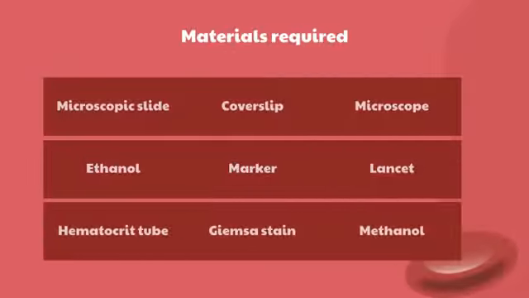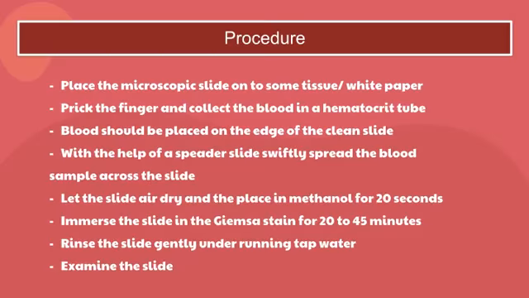The materials required for this procedure are microscopic slide, ethanol, marker, lancet, hematocrit tube, microscope, Giemsa stain, methanol, cotton, tissue and bandage. A single smear can be made per slide, smearing running the length of the slide. Start by taking 2 clean microscopic slides. By using a marker, label your initials on the microscopic slide. Collect blood in the hematocrit tube. Only 1 to 2 mm is needed.